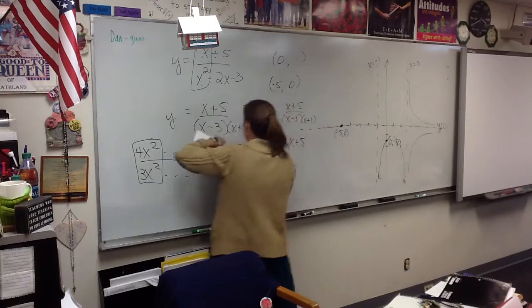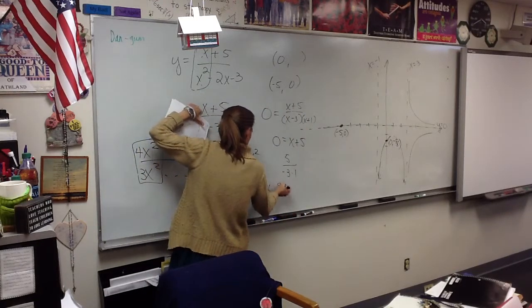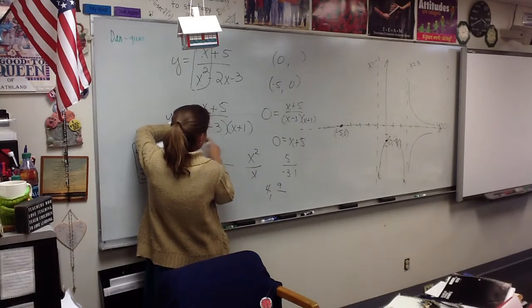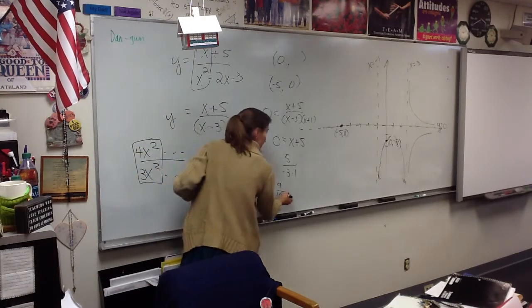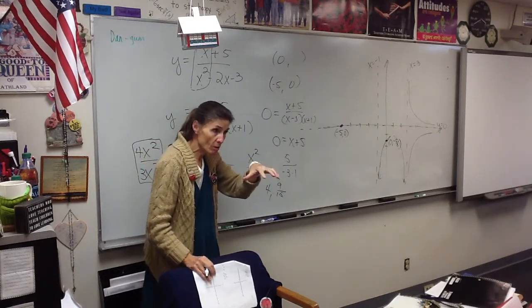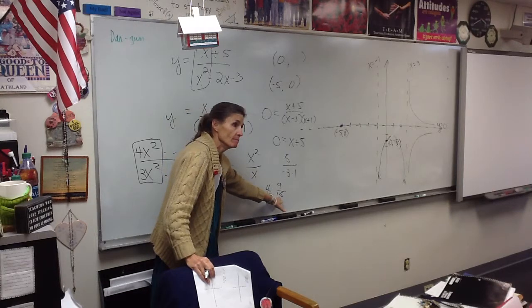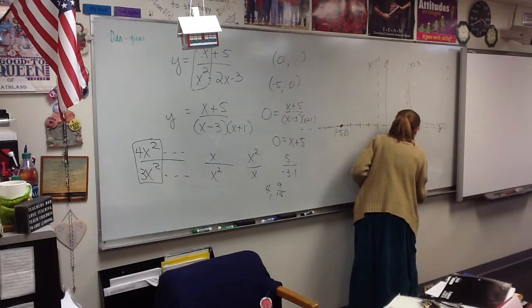What do I get when I put 4 into my top? I get 9. And if I put 4 into the bottom, I get 1 times 5. Now, I don't even care about the actual number. Is that positive or negative? Positive. So this is the shape that we have.